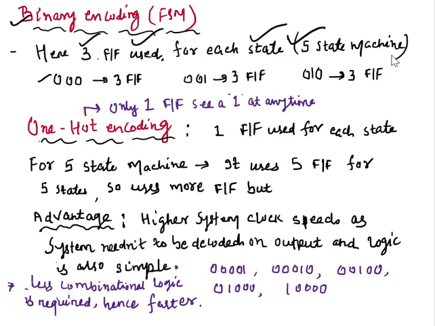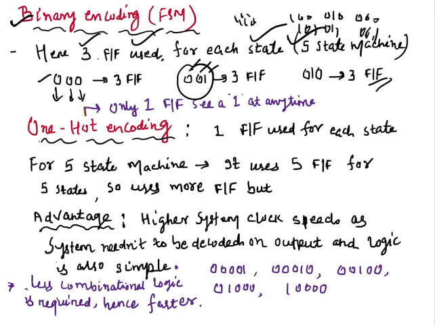So let's say the first one is 0 0 0. This bit is for one flip-flop, this for one flip-flop, and this for one flip-flop. Then 0 0 1, and so on. So we have taken 3 flip-flops, and this technique is called binary encoding. Like 0 0 0, then 0 0 1, 0 1 0, 0 1 1, 1 0 0, 1 0 1, 1 1 0, 1 1 1. This kind of encoding technique is called binary encoding technique.